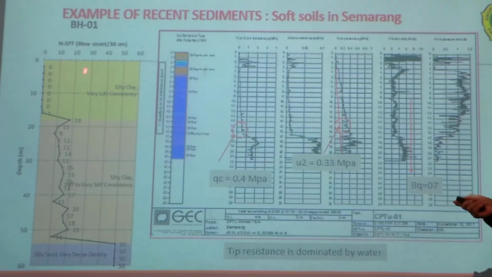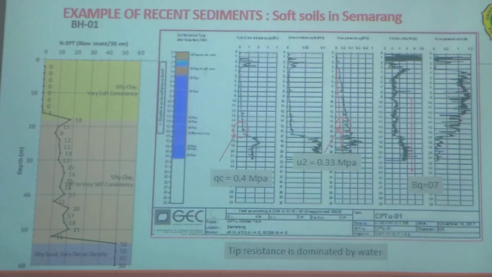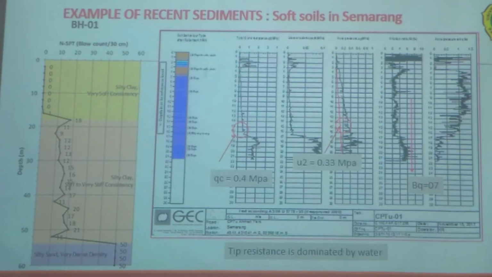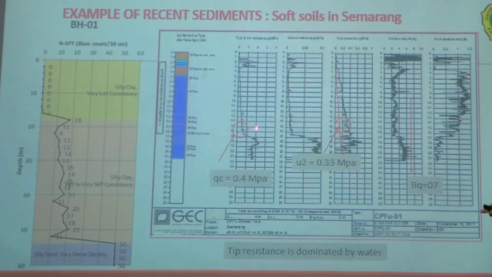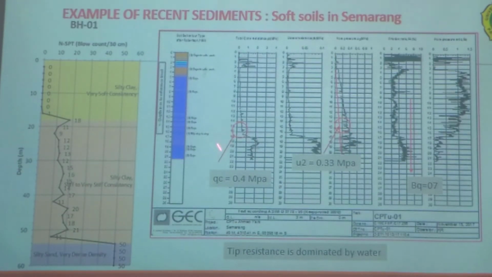So the good thing is if you use the CPT, and this is the same data. With the CPT, we can still have the same thing here, but we have the number, so we can calculate what is the friction. But here is the tip resistance, and that is the compression. The tip resistance is 0.4, u3 is 0.3, so it means that the majority of the resistance is by water, not by the grain soil.